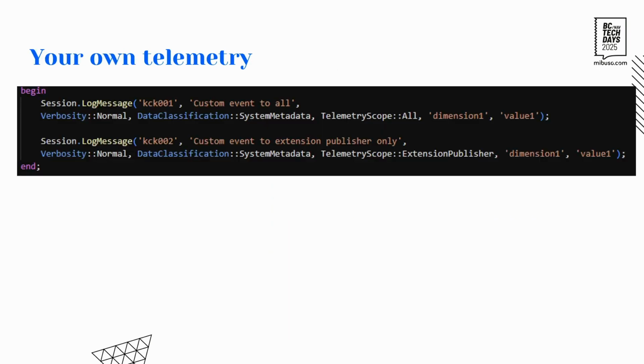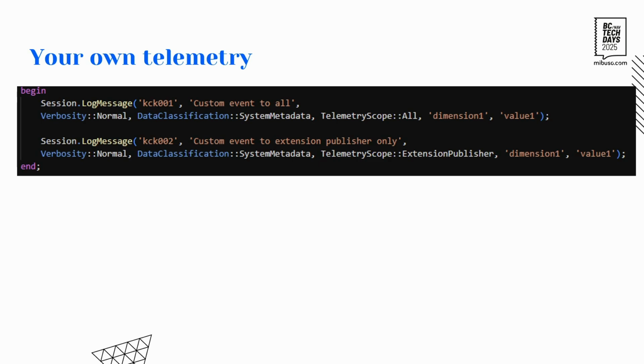So your own telemetry, this is two statements I did here. The key is the tag. You can see I can call the KCK001 and 2. And then also the scope. You can see the first one is all, and the second one is extension publisher. That means that the all goes to both the customer and your extension telemetry. The second one only goes to the extension where the code is executed.